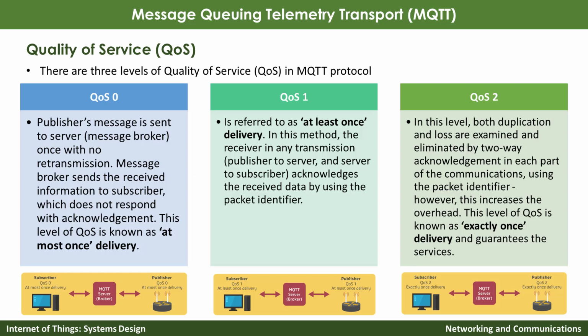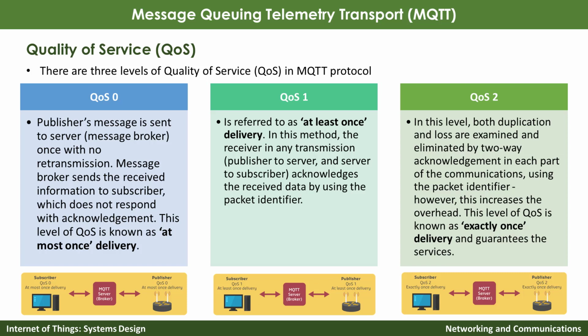There are three levels of quality of service in the MQTT protocol: QoS 0, QoS 1, and QoS 2. QoS 0 is also called at most once, which means that a publisher's message is sent to the broker once, but no acknowledgement is sent. And then the broker sends that information to the subscriber. Again, there is no acknowledgement, which means that both transmissions are not acknowledged.